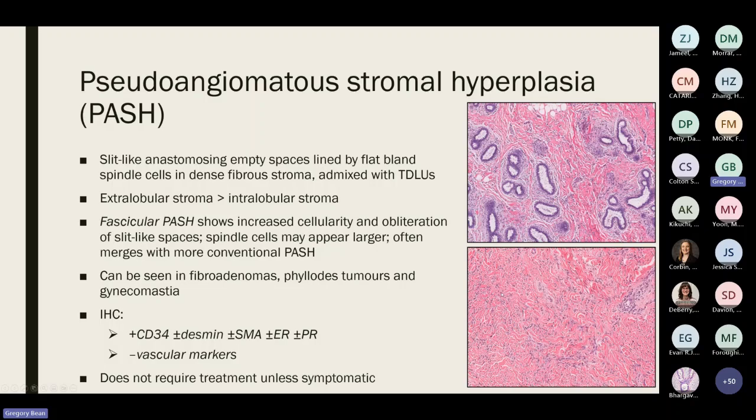You can see PASH in fibroadenomas. You can see it in phyllodes tumors. You can see it in gynecomastia. If you are concerned, you can do immunohistochemistry, and it stains with CD34 mainly, plus or minus. You might see focal desmin or SMA staining. It's also positive frequently for ER and PR. It should be negative for vascular markers because it's pseudoangiomatous. It's not really a vascular lesion. And PASH does not require treatment unless it is symptomatic.